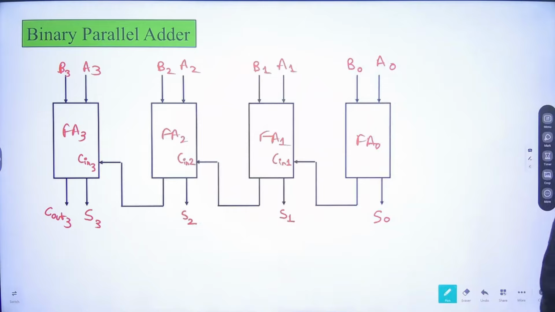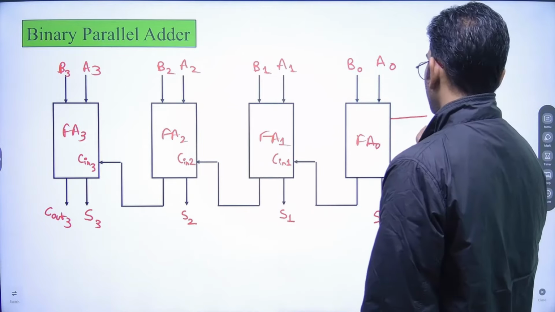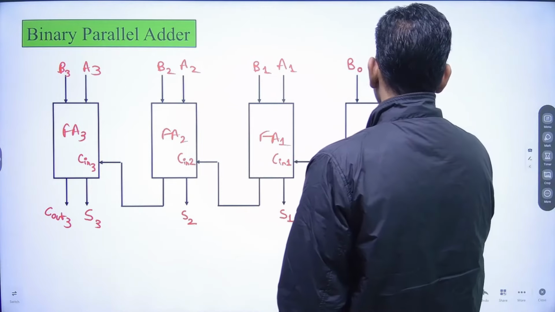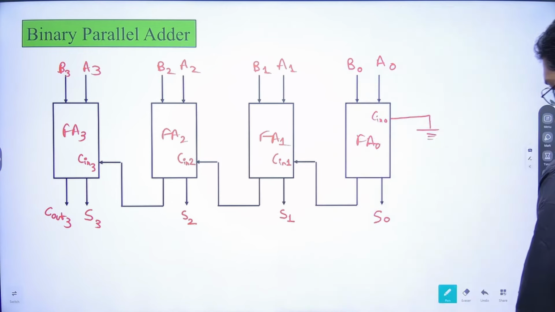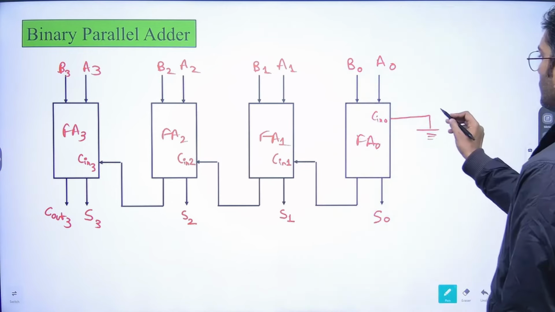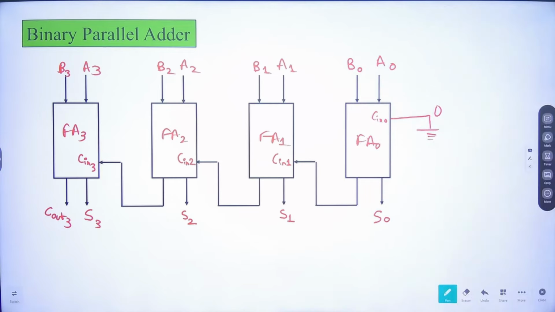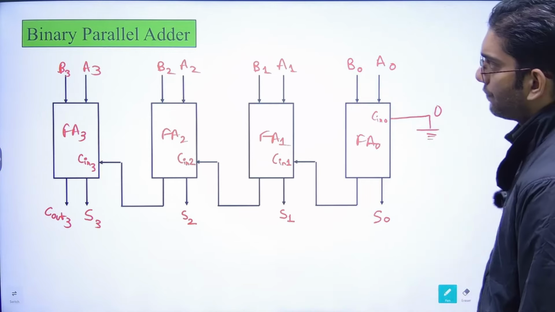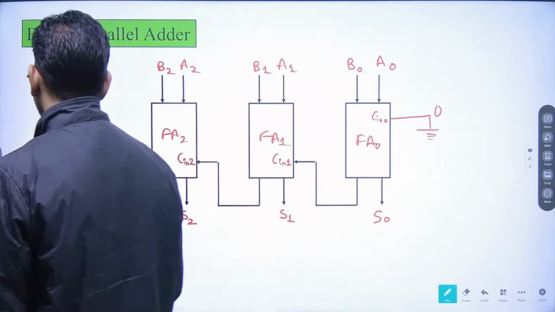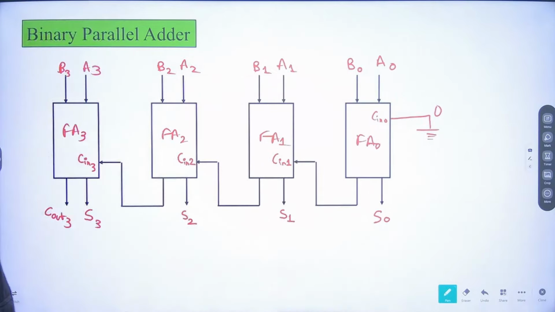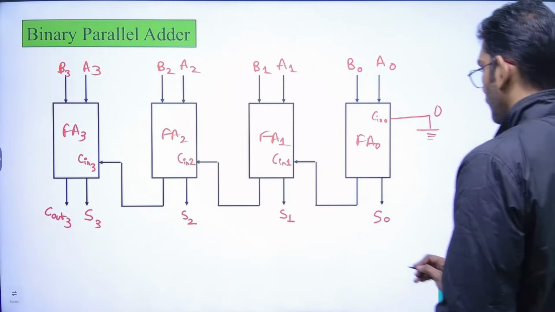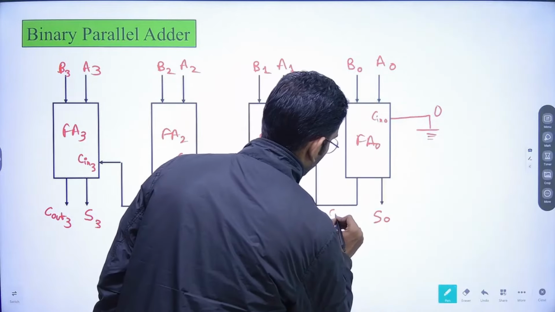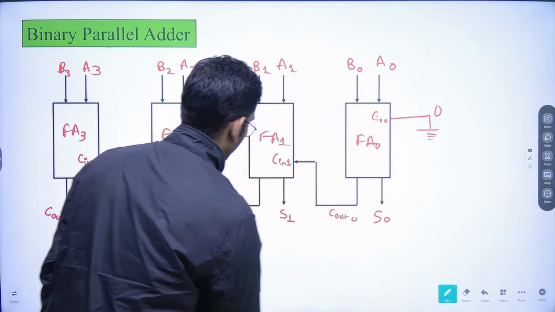Now here in this case, you can assume that C in 0 is grounded, because no C in 0 is present. So this is basically the block diagram of the binary parallel ladder. One more thing I would write: this is the out 0.